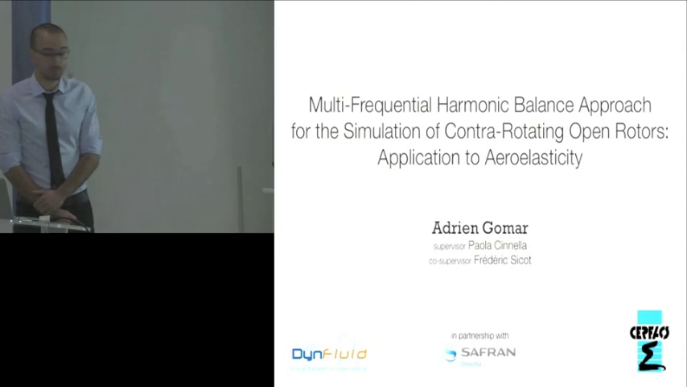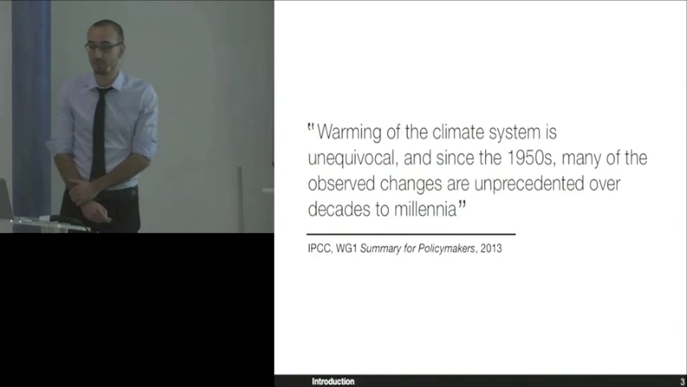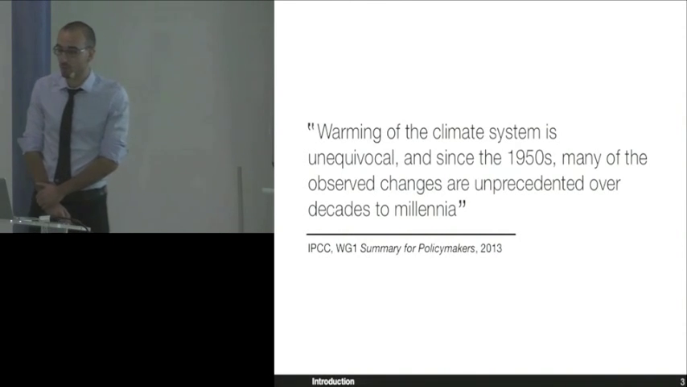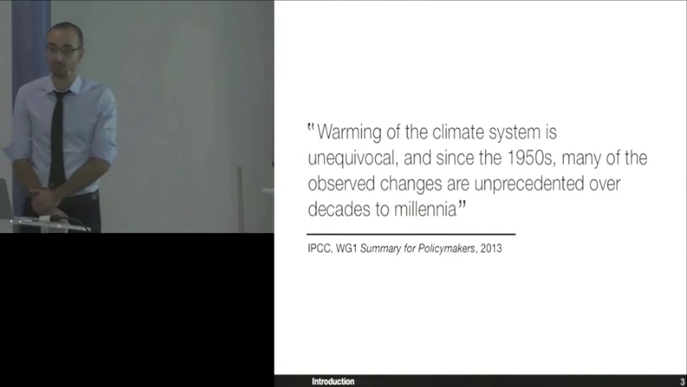Let's first start by quoting the Intergovernmental Panel on Climate Change, who said in 2013 that warming of the climate system is unequivocal, and since the 50s, many of the observed changes are unprecedented over decades to millennia, meaning that global warming is hard to deny and should be accounted for. And one of the reasons for global warming is pollutant emission.